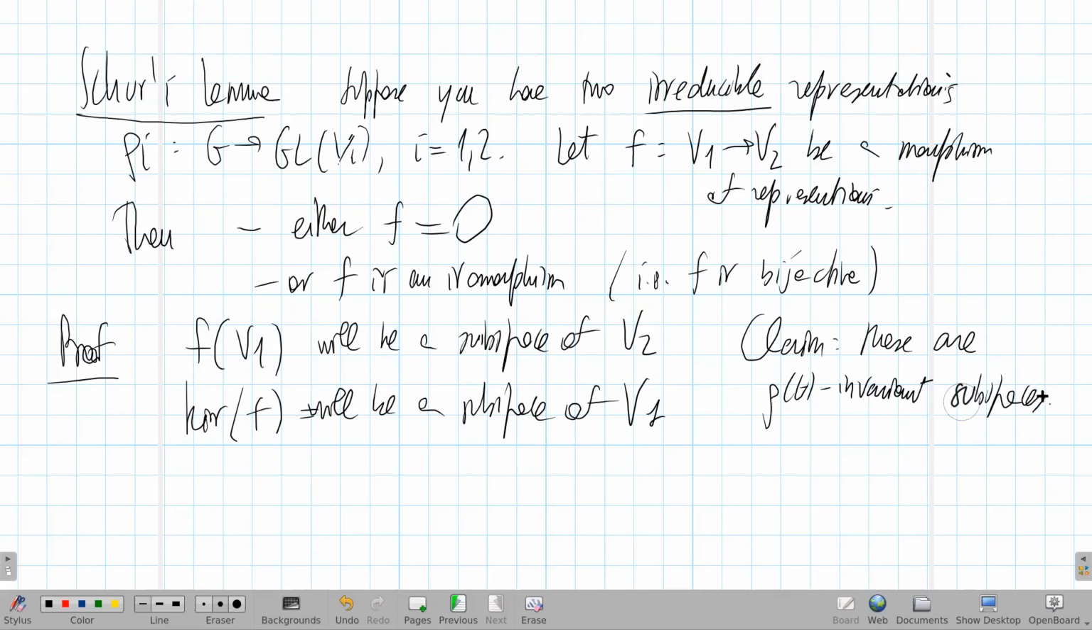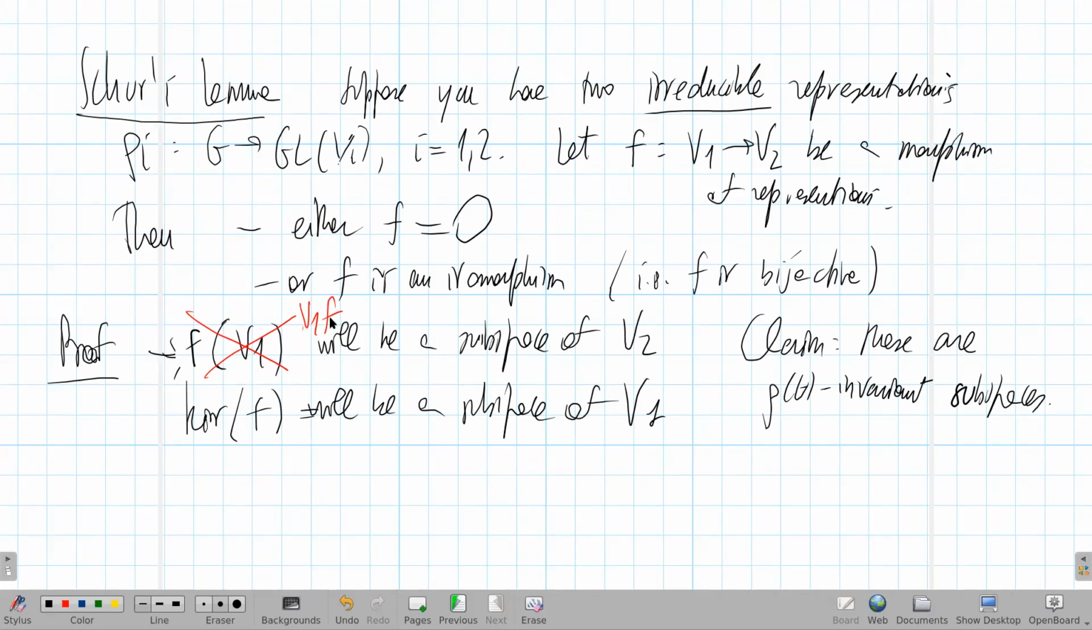Okay, and this is quite simple. Let's see the details. So let's try first with the image, okay? Because you take an element in the image. Since I write the maps on the right, I should really write it like this: I strike this out and I replace it with V1F, okay? Because I'm writing the maps on the right. So this is what I should do. But it's the same, it's the image.